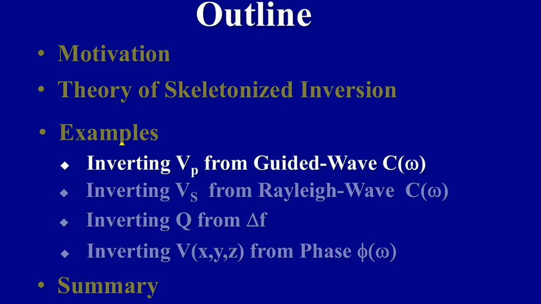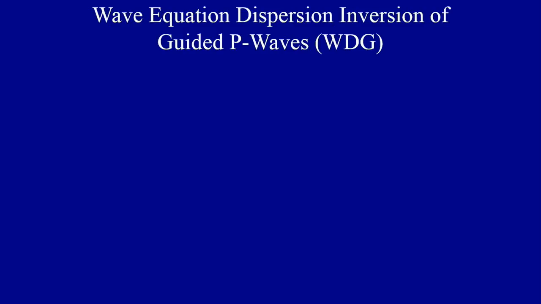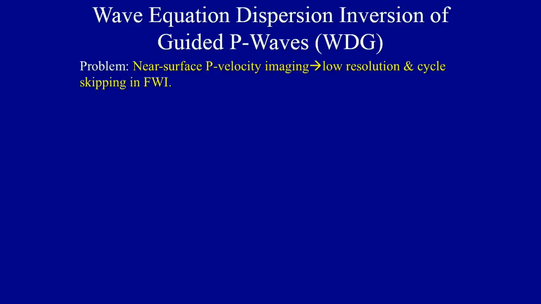Okay, so now let's go for inverting guided waves without any approximation of the subsurface medium. And what do we mean by that? The problem is near surface P velocity imaging typically yields low resolution and cycle skipping in FWI, because you often can't account for all the wiggles. So now what we do is we skeletonize the data. And what data? These are the near surface guided waves.